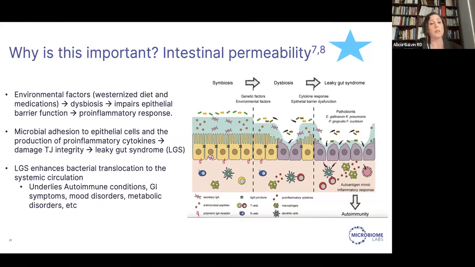But also, we know that leaky gut underlies many, many other things that are not necessarily autoimmune in nature. So metabolic disorders, mood disorders, GI symptoms, skin conditions, chronic migraines, brain fog. Those are all things that can also have leaky gut as their base because we have such an immune presence within our GI tract.